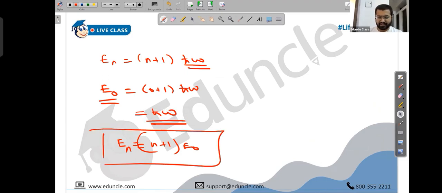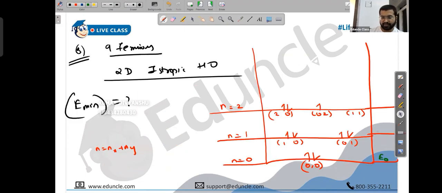Otherwise, you can write everything in terms of h cut omega also. En is n plus 1 h cut omega, or n plus 1 E naught. You can write this above margin. En is n plus 1 E naught. Okay. So here you have got E naught. Then I have got 1 plus 1, that's 2 E naught. Then I've got 3 E naught, and it goes up.